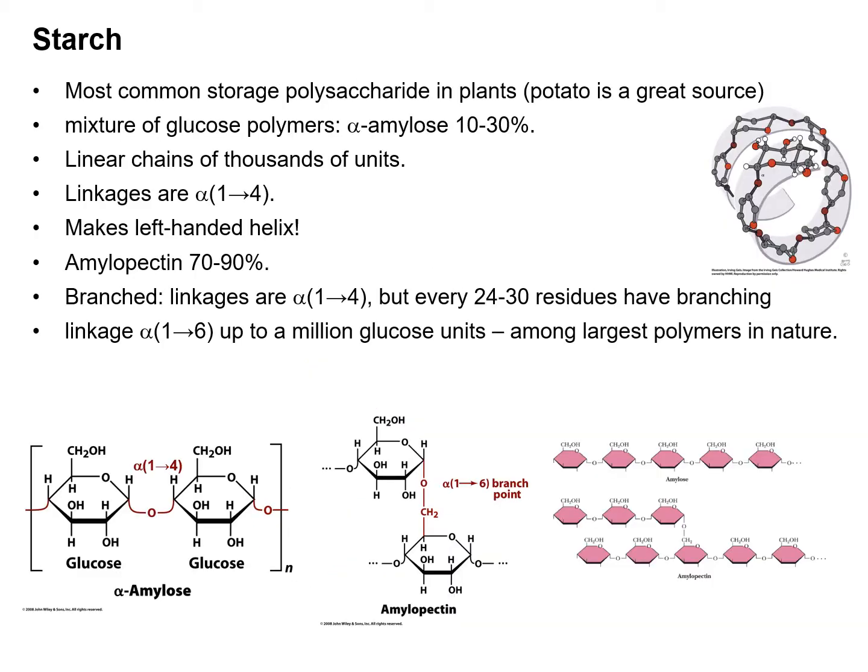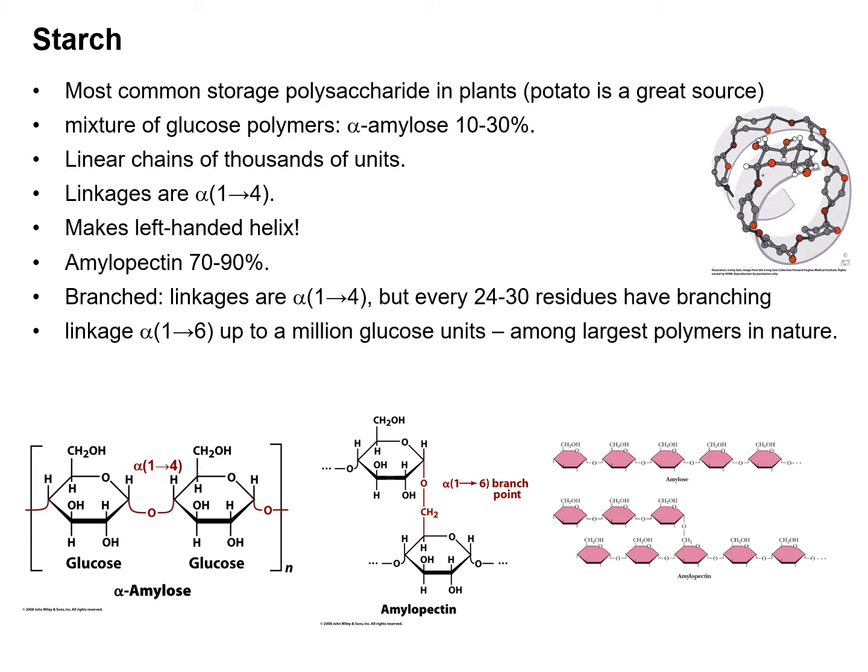Starch is the most common storage polysaccharide in plants, and you can see it a lot in potatoes as well as corn. It is a mixture of glucose polymers, so it has 10 to 30% alpha amylose, whose structure is shown here. It basically has linear chains of thousands of units. The units are glucose again, which forms the amylose, as you can see here. And the linkages within the alpha amylose are alpha 1,4.